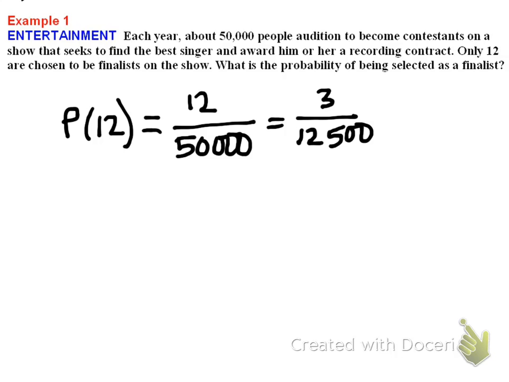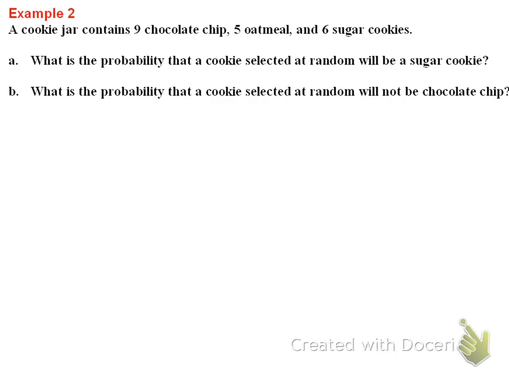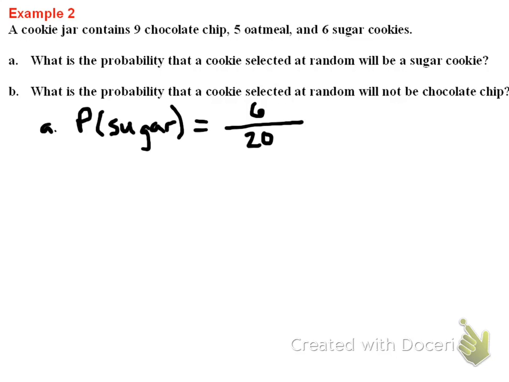Our next example is one of my favorite topics, cookies and cookie jars. For this one we say a cookie jar contains 9 chocolate chip, 5 oatmeal, and 6 sugar cookies. What is the probability that a cookie selected at random will be a sugar cookie? Okay, so for A, the probability of selecting a sugar cookie would be 6 out of the total 20 cookies, or 3 in 10.